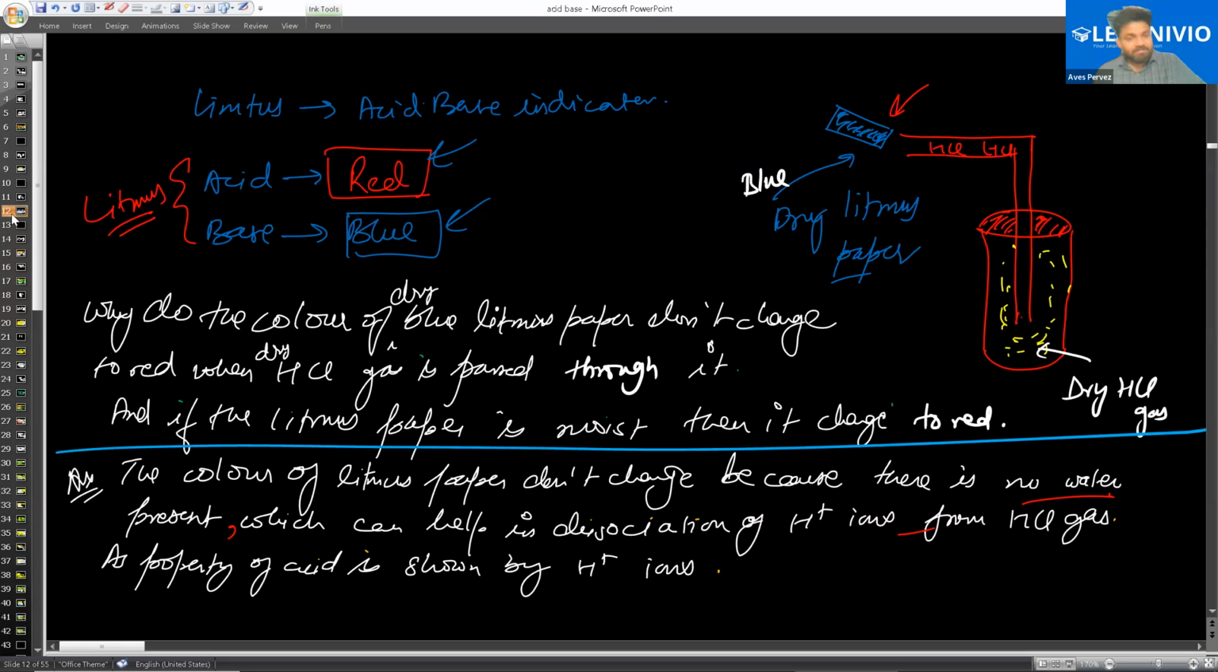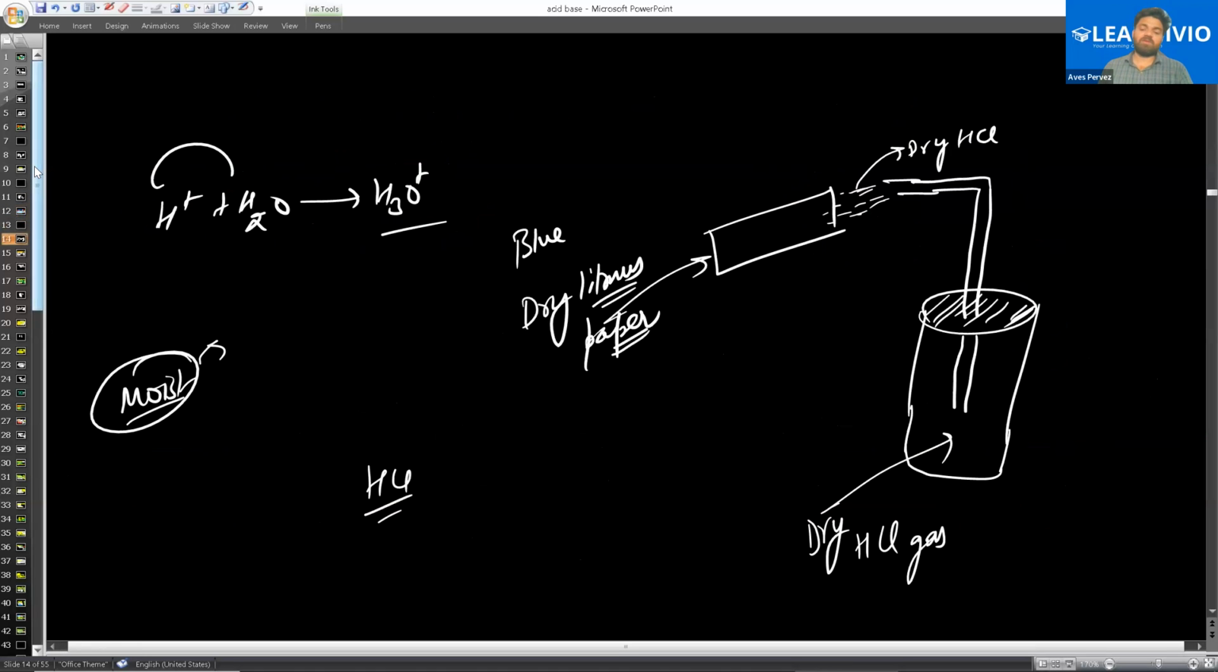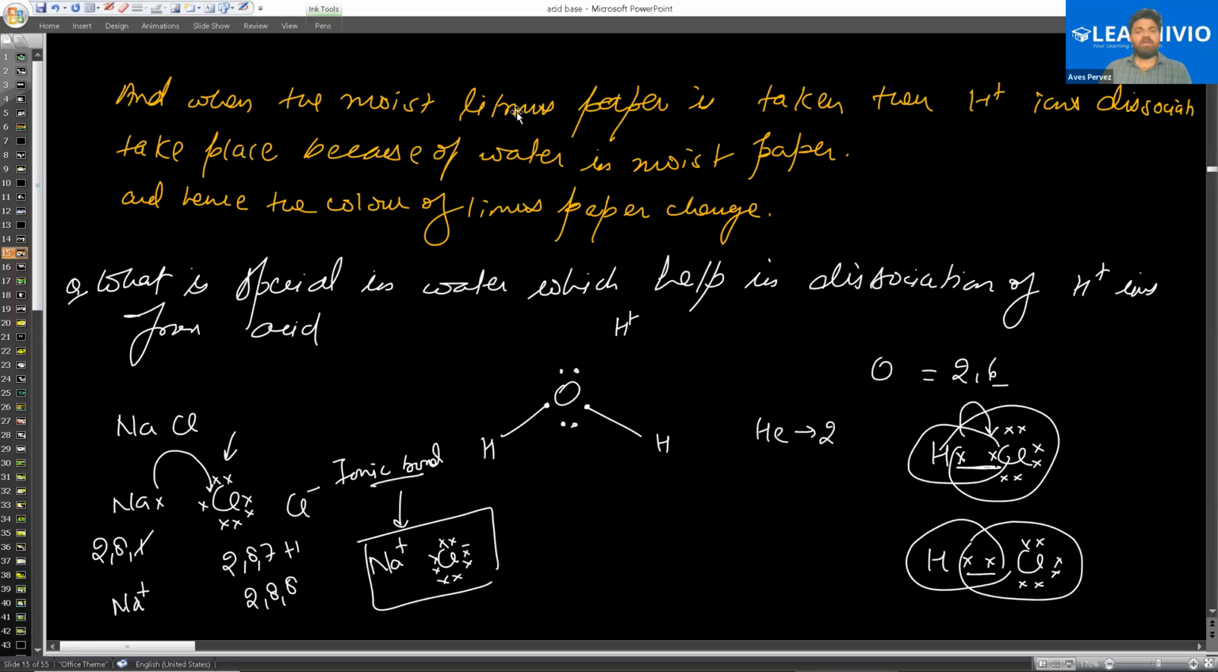So here we have this one, the same part continues here, that however, if the moist paper is taken, then H plus ion dissociation takes place because of water in the moist litmus paper, and hence the color of the litmus paper changes. So note this yellow colored portion also.